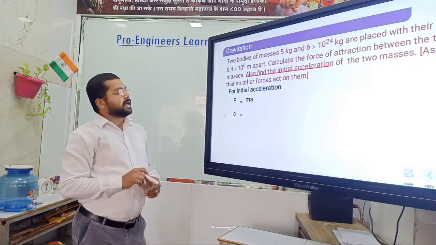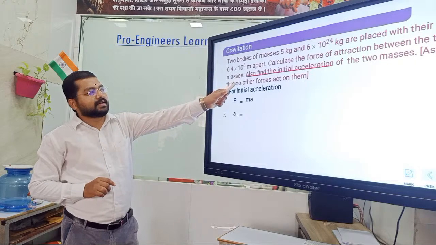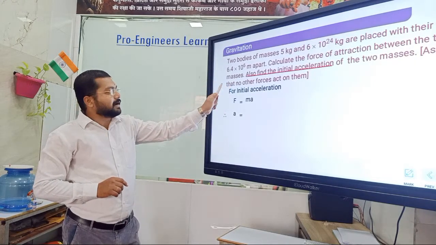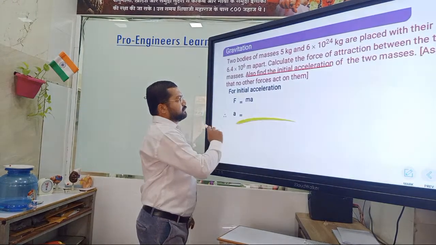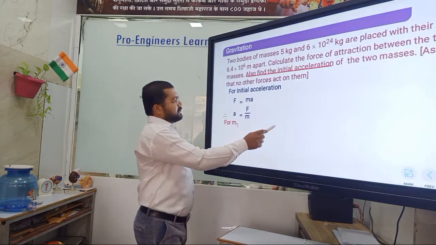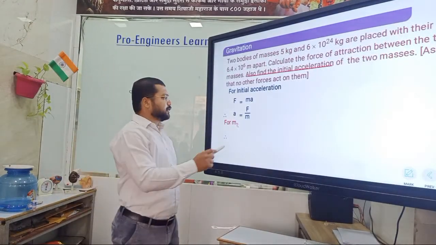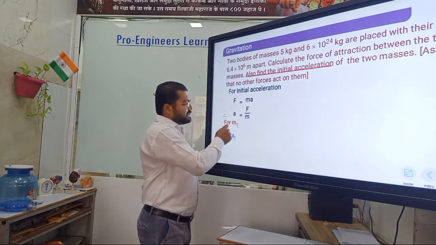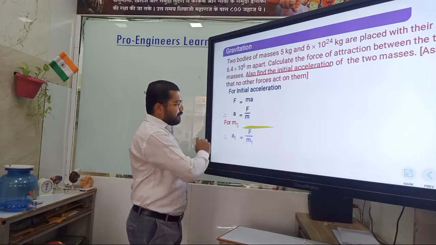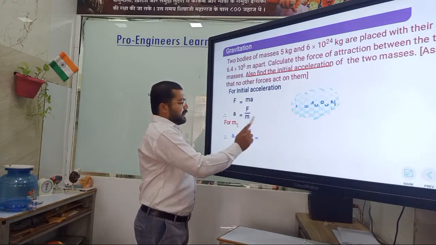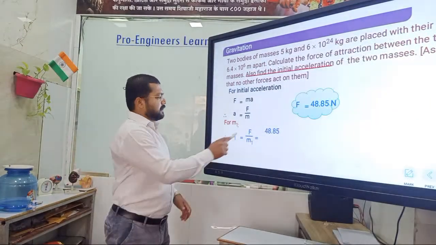Now what they have asked: first we have calculated the force of attraction between two masses. Now we have to find the initial acceleration. For initial acceleration, F is equal to MA, mass into acceleration. Considering this formula in terms of acceleration, it becomes capital F upon M. So for M1, we will calculate the acceleration.